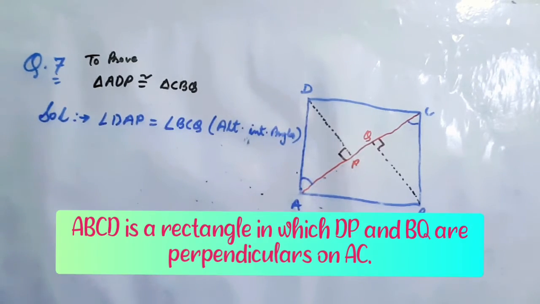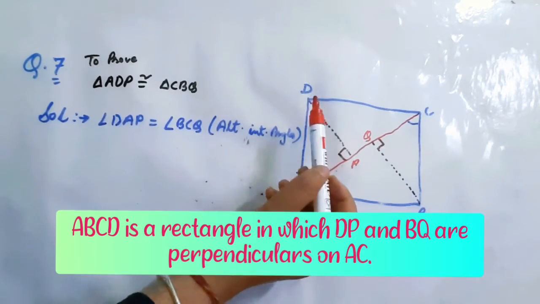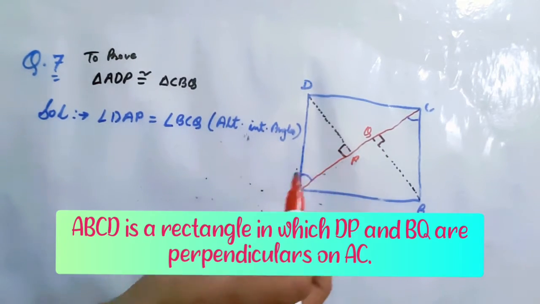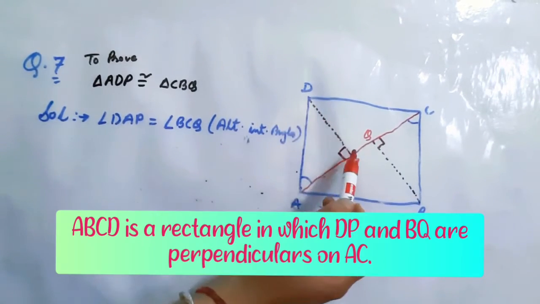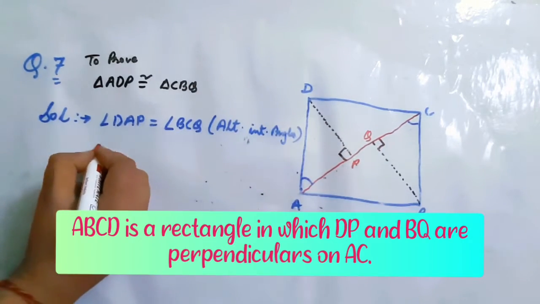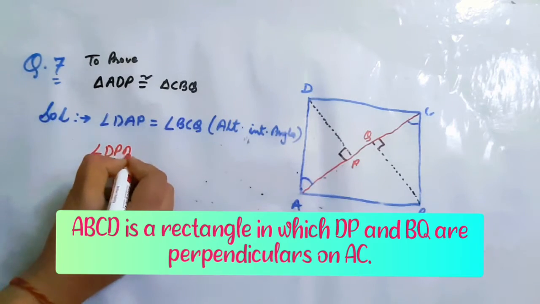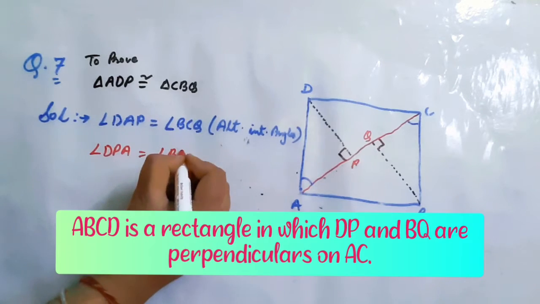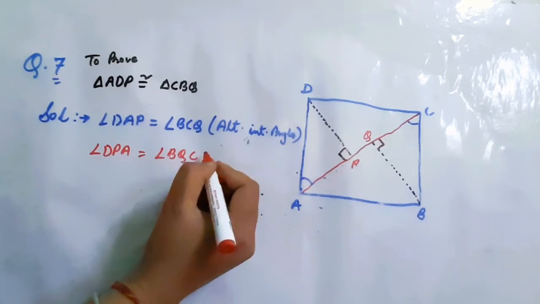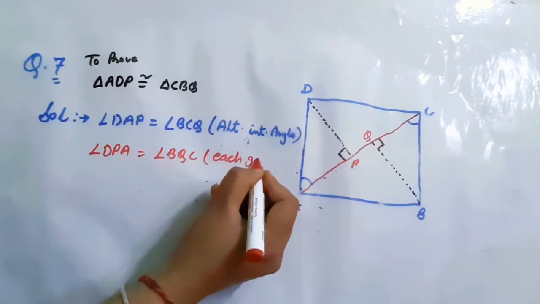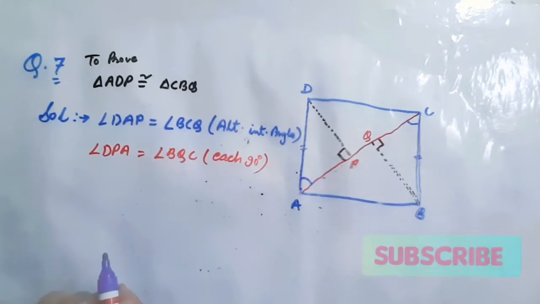Then what is the second part? You can see the angle of 90 degrees, because DP and BQ are perpendicular, so they are forming an angle of 90 degrees on AC. So angle DPA equals angle BQC. Angle DPA equals angle BQC. These are each 90 degrees.